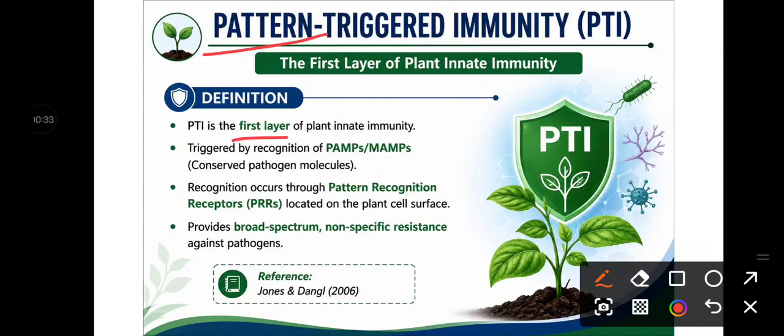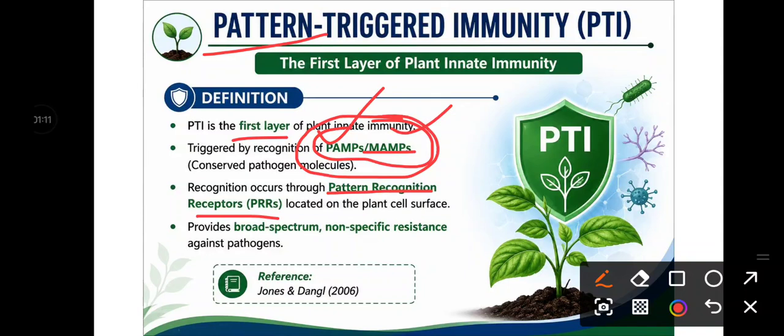Then how is it triggered? It is triggered by recognition of PAMP or MAMP molecules by the pattern recognition receptor present on the plant. We have already discussed what PAMPs and MAMPs are. PAMP means pathogen associated molecular patterns, and MAMPs are microbe associated molecular patterns. Both PAMP and MAMP are the same only.